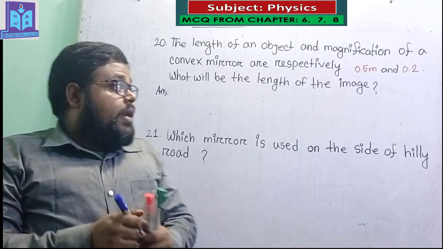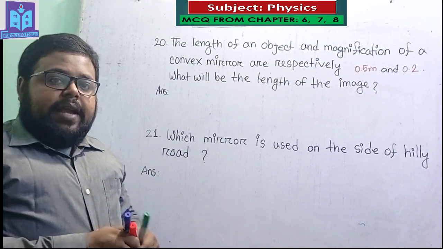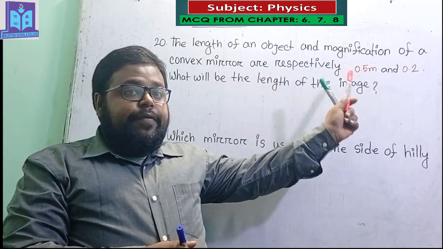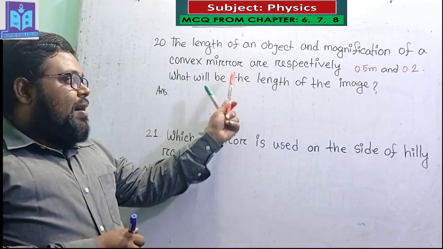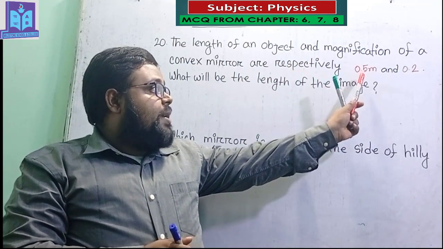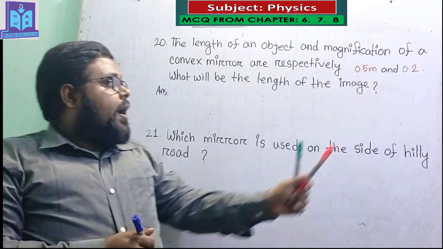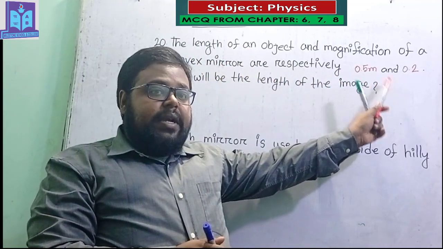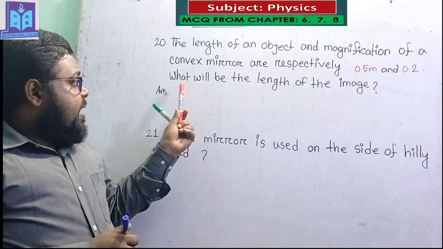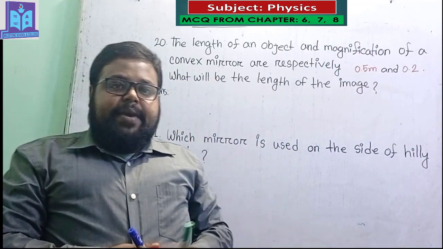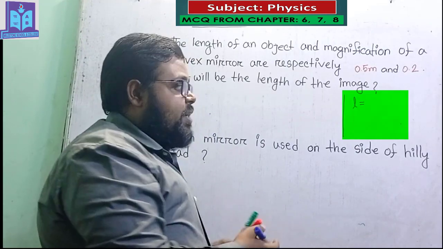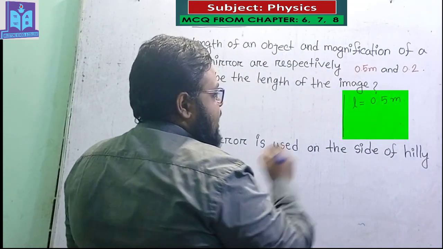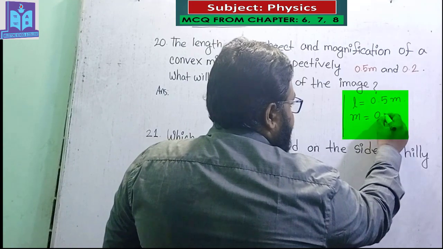Dear student, now number 20 question. And here you can see that the question is, the length of an object and the magnification of a convex mirror are respectively 0.5 meter and 0.2. Okay, that means 0.5 meter is the length of the object and 0.2 is the magnification. And here what will be the length of the image? Okay, here the given values are length equals 0.5 meter of the object and the magnification is 0.2.